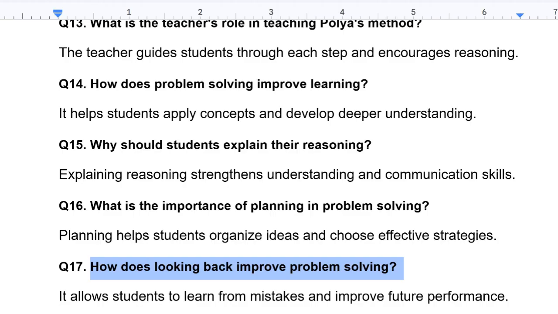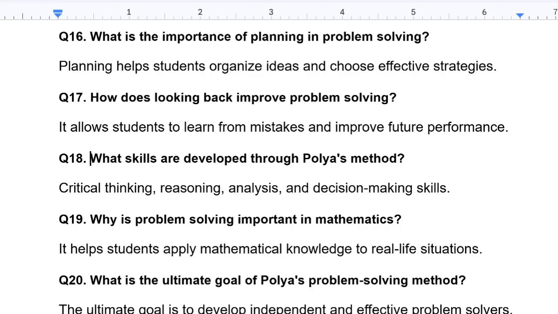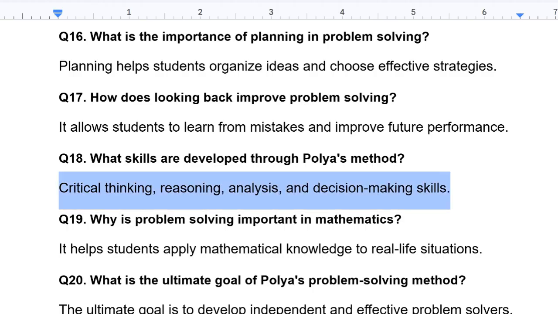How does looking back improve problem solving? It allows students to learn from mistakes and improve future performance. What skills are developed through Polya's method? Critical thinking, reasoning, analysis, and decision making skills are developed through Polya's method.